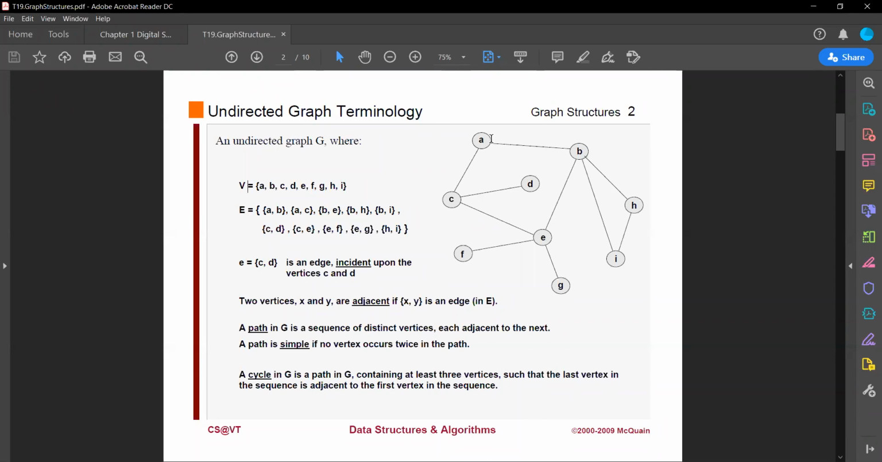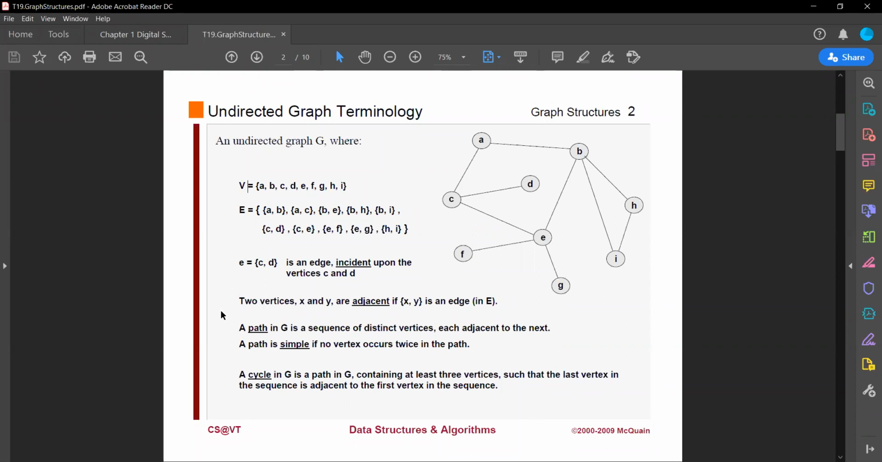Here we see that there is a connection between A and B. That's why we write the pair A comma B in the second bracket, meaning there is a connection between A and B. A comma C means there is a connection between A and C. B comma E means there is a connection between B and E. B comma H represents a connection between B and H. B comma I means there is a connection between B and I. Similarly, C comma D means there is a connection between C and D. There is a connection between C and E, between E and F, and between E and G. And H comma I, at last, represents that there is a connection between H and I.